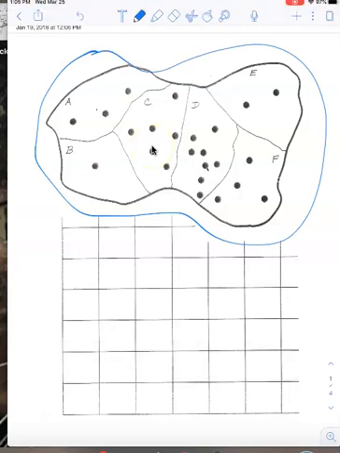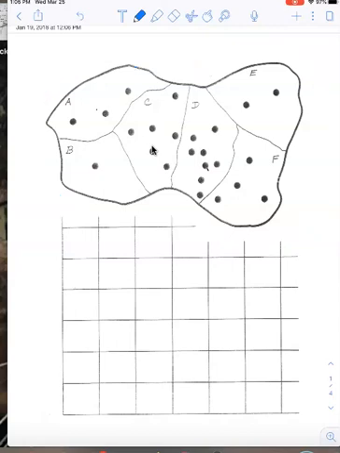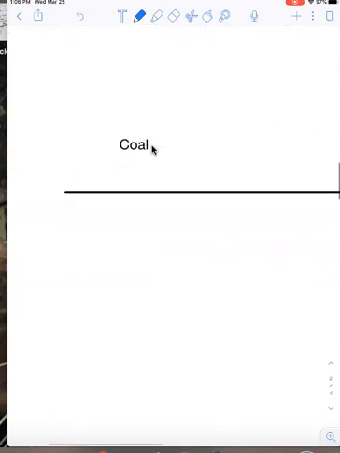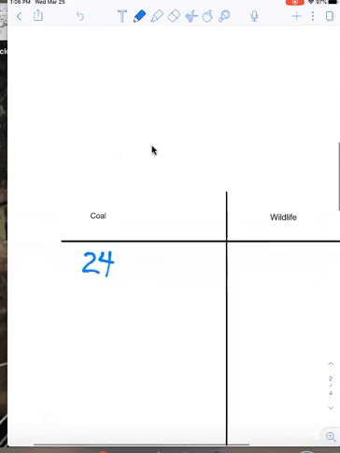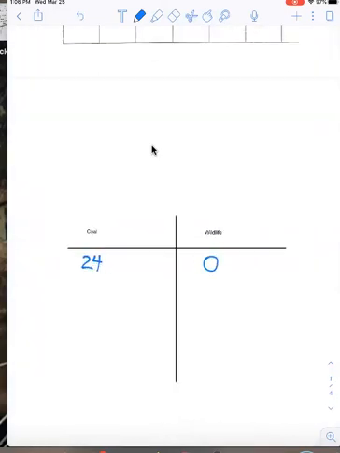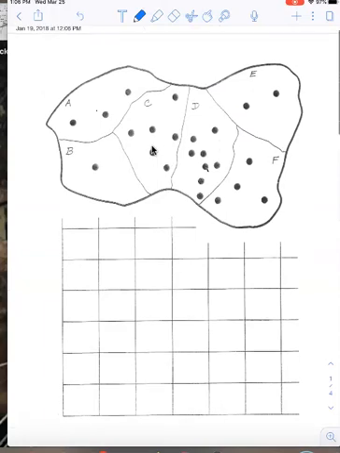So we can do one of two things. We can either use our land for wildlife preserve, and the government's going to pay us, or we could mine for coal. Either one gives us some sort of profit. If we only mine for coal, we'll be able to mine 24 units of coal. And if that happens, then we wouldn't be able to put aside any land for wildlife.